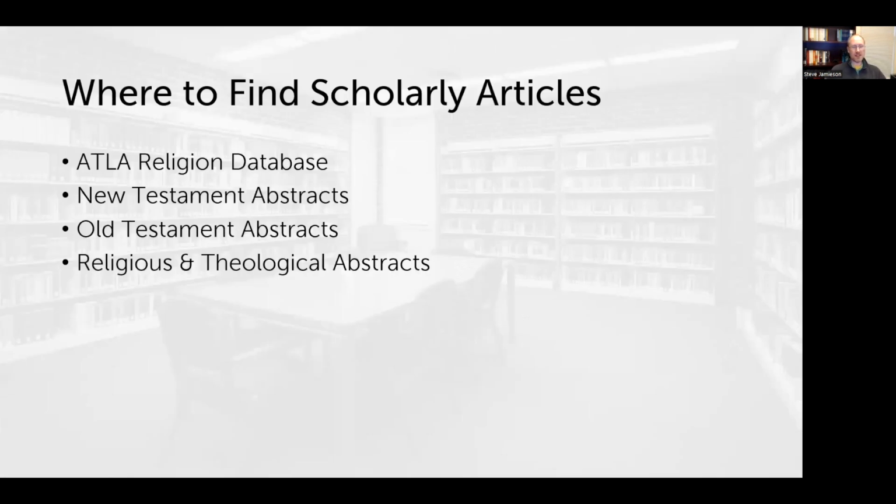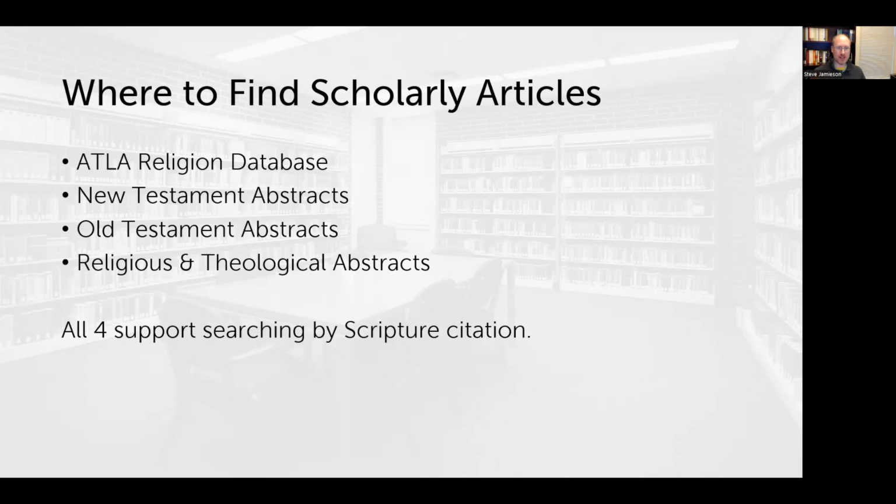There are a few different places you can go in biblical studies, and we have four main databases for that purpose. They are the Atla Religion database, New Testament abstracts, Old Testament abstracts, and religious and theological abstracts. All four of these allow you to search for articles based on a scripture citation. However, you'll probably find that Atla Religion is the one that you'll use the most, and then you can supplement your results from the others. So let's check out how to use these databases.